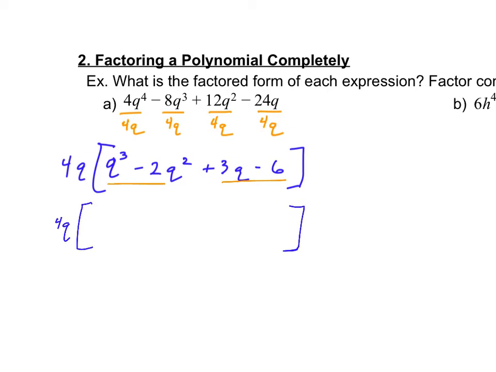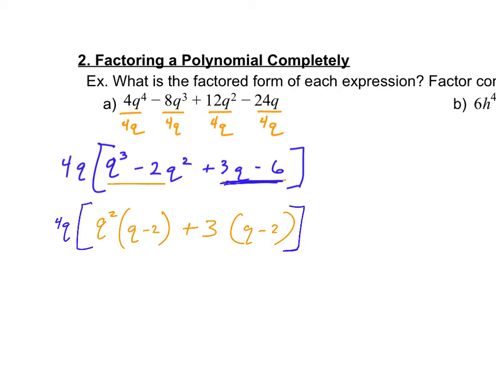And then factoring out from the first expression, I can factor out a q squared, and that leaves behind q minus 2. And if I did it right, I should have the same thing over here. Looking at 3q minus 4 right here, what do they have in common? Well, I can factor out a positive 3. So if I do, I end up leaving behind q minus 2.